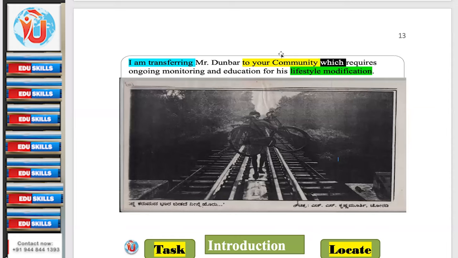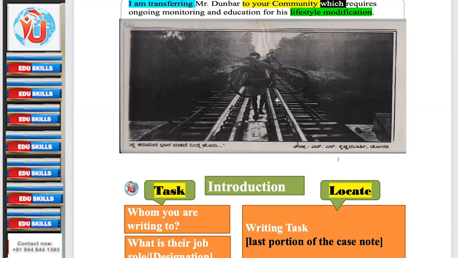"Which requires ongoing monitoring and education of his lifestyle modification." "I am transferring Mr. Dunbar to your community, which requires..." That means your community requires ongoing monitoring and education, and Mr. Dunbar will give your community ongoing monitoring and education. So I am sending Dunbar to you. There is no meaning at all. None of these four things are available. So that's why I put somebody carrying the cycle. With the very first sentence, you are sure you will never get through the writing.